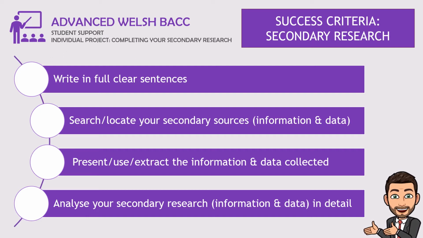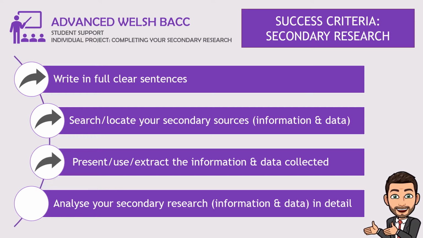So the success criteria for your secondary research is as follows. It is a piece of writing, so you need to be writing in full, clear sentences. You obviously need to search and locate your secondary sources. Now that should be a combination of information and data. Remember that information is opinions and insights, and data is more numbers, statistics.